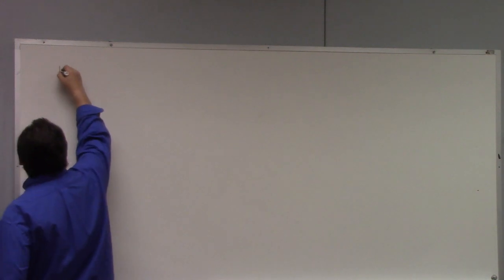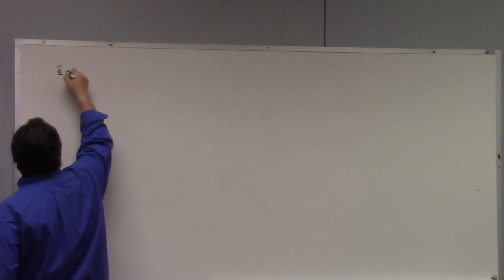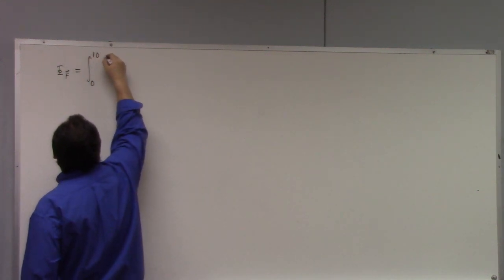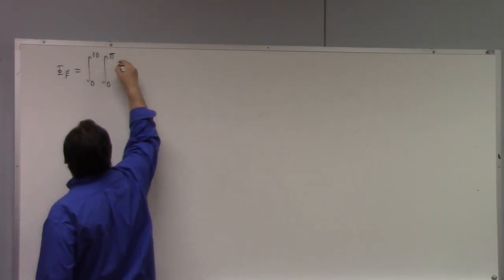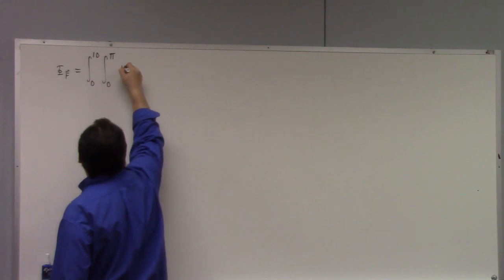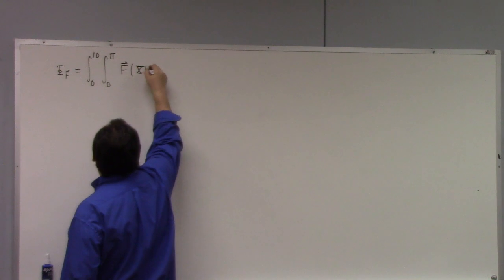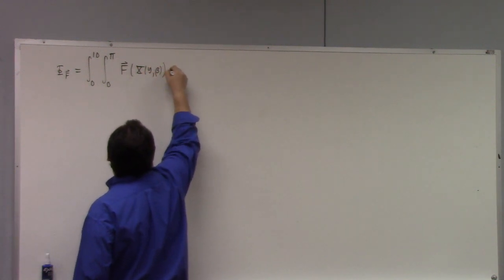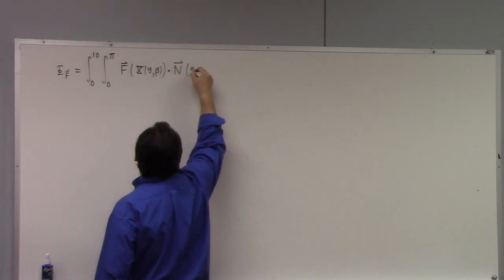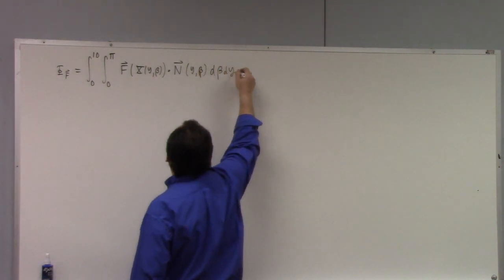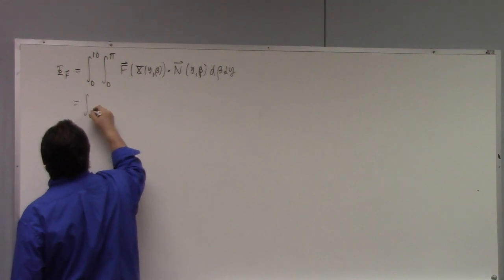So then, yeah, we found the bounds. So now we just need to do the calculation. So the flux of F through the cylinder, we do integral from 0 to 10, integral from 0 to pi, my F of x of y beta dotted with the normal of y beta, right? D beta dy.